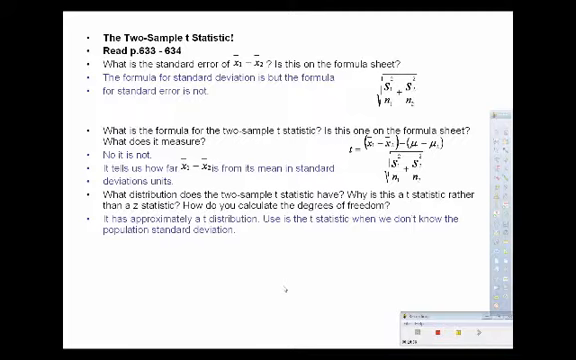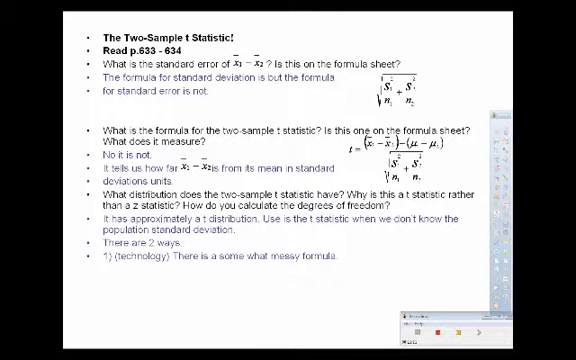All right, it has approximately a T distribution. Use the T statistic when we don't know the population's standard deviation. And there are two ways to calculate the degrees of freedom. The first one is by technology, and there is a somewhat messy formula that you can use.